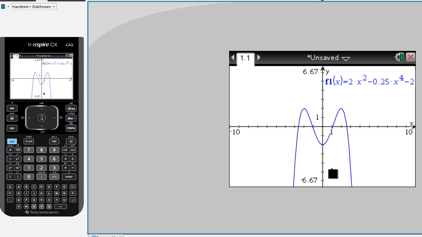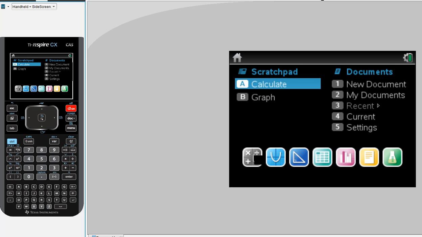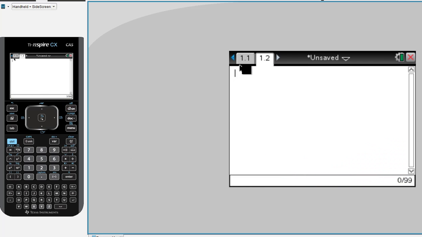Now, if they ask us to find the integral of this function between where it crosses the x-axis here until here, we have to first find out the zeros of this function. So let's do that. We're going to add a calculator page.